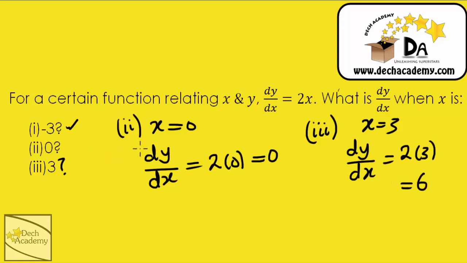So you've just seen that dy dx changes as x changes for this certain function. Unlike the case where I told you that for a function dy dx is 2. For such a case, the derivative is constant.